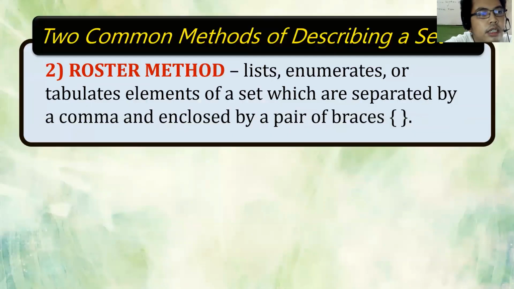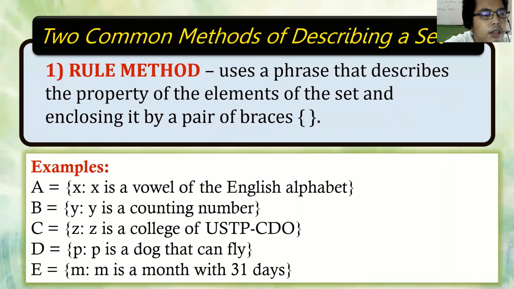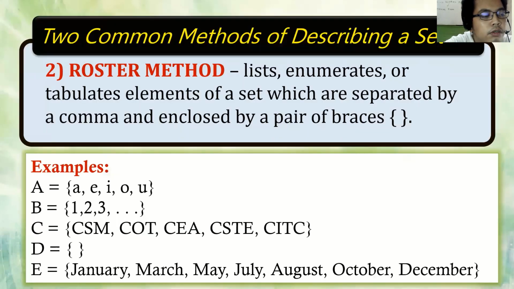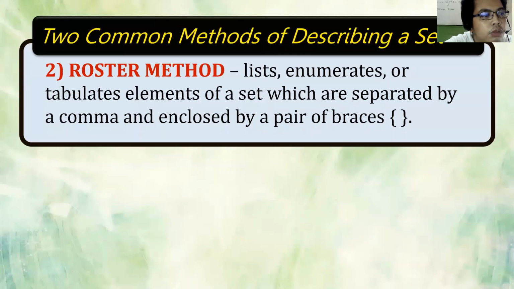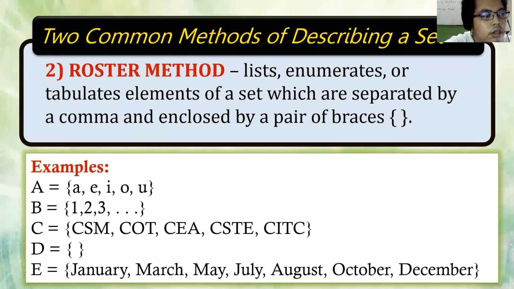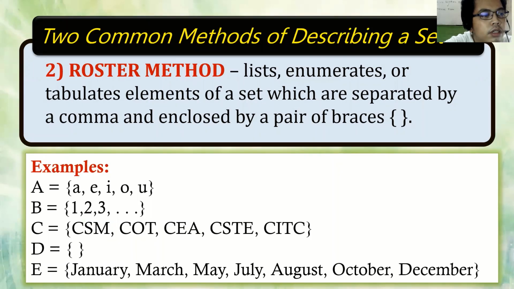You can also list it through the roster method. The roster method simply enumerates or lists all the elements of the set and encloses them with a pair of braces. For example, for letter A here, if we convert that to roster method, we can have A, E, I, O, U. For letter B, a counting number, we can write it as 1, 2, 3, and so on. For letter C, the equivalent roster method is CSM, COT, SEA, CST, and so on.